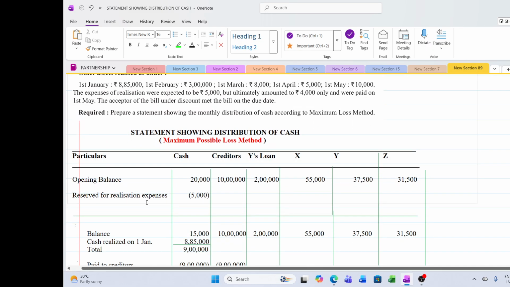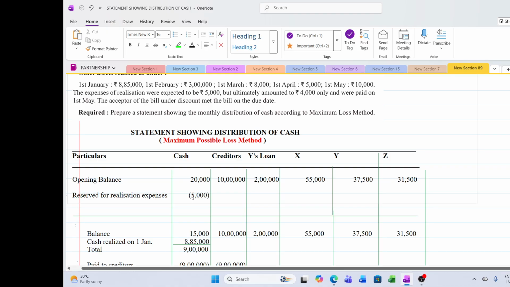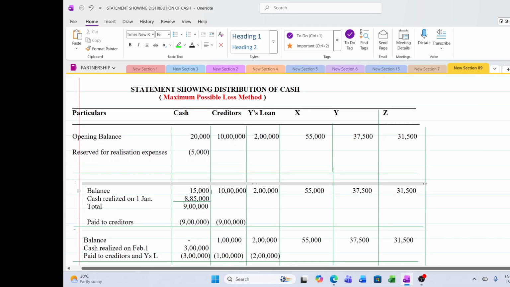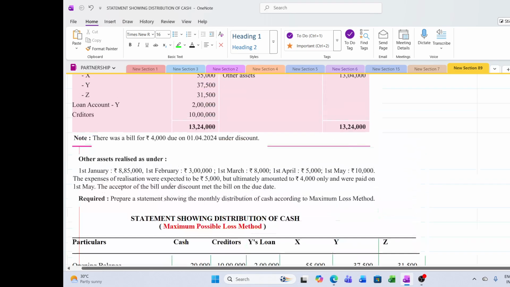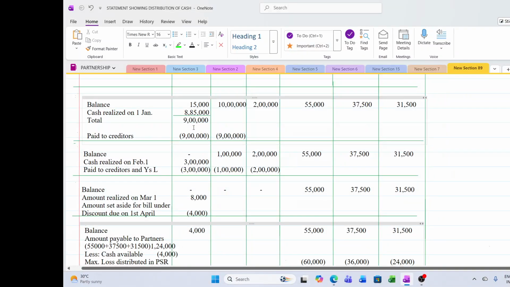First, we are going to reserve the realization expenses because we do not know how much the actual expenses will be. When it comes, we will adjust it. Right now we will set aside 5,000 rupees for dissolution expenses. Now the balance is 15,000. Cash realized on 1st January is 8,85,000, so the total amount available is 9 lakh rupees.